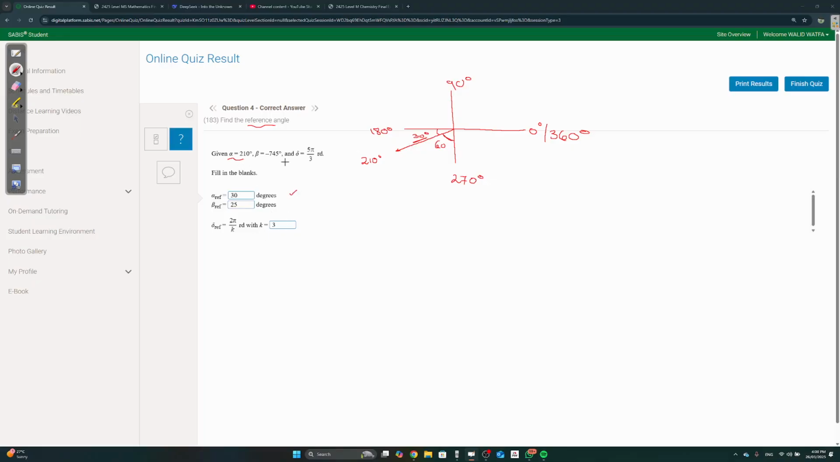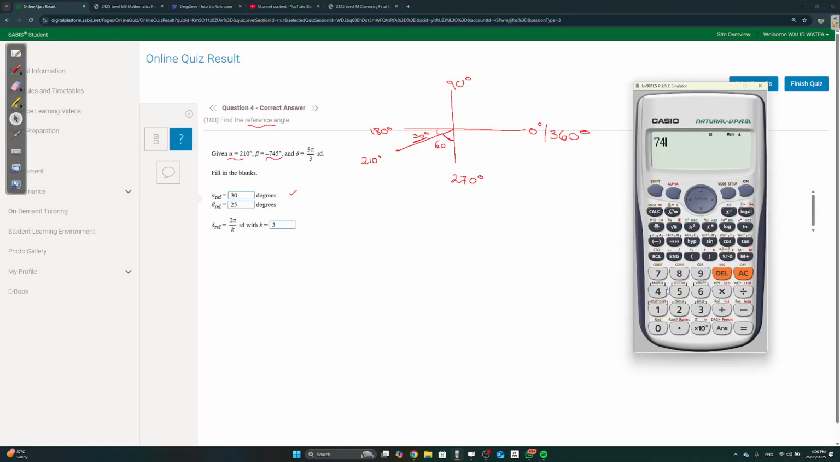Okay, when you have a number that's greater than 360, I like to subtract 360. For 745, I subtract 360. Can I subtract 360 again? Yes, I can. I'm left with 25. So this basically means revolve once, revolve another time, that's another 360, and then go how much? 25 degrees. Okay, so this is beta, and this is alpha.